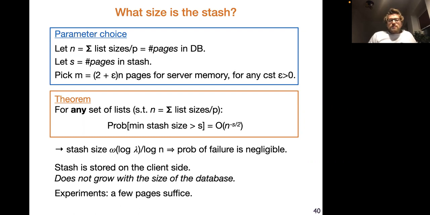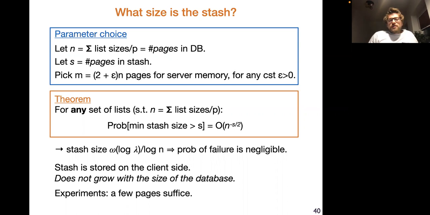So in practice, in theory, you can just choose the stash size, s, being a function of the security parameter and the number of pages that you need. If you choose omega of log lambda divided by log n, where lambda is the security parameter, then the probability of failure is negligible. In practice, you need this stash size in order to allocate all your identifier lists into 2 plus epsilon times n pages.